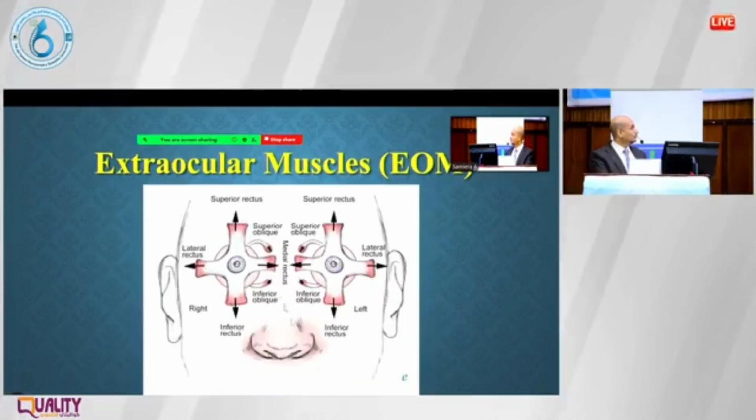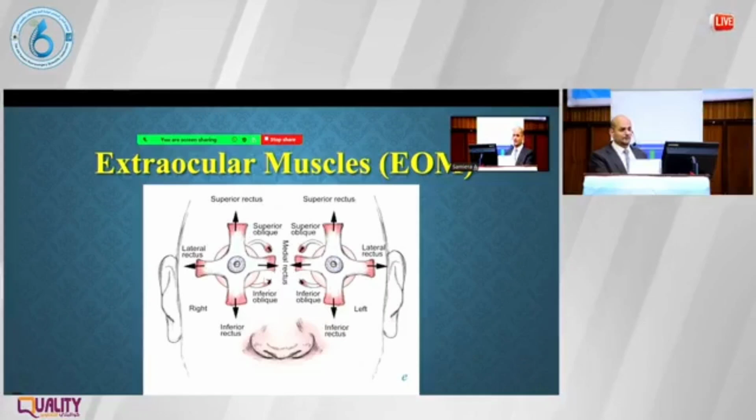So here also is another diagram showing the extraocular muscles. The superior rectus will elevate the eye, the inferior rectus will depress the eye, the lateral rectus abducts, the medial rectus adducts. The superior oblique will intort and depress the eye, and the inferior oblique will do extorsion and elevation of the eye.